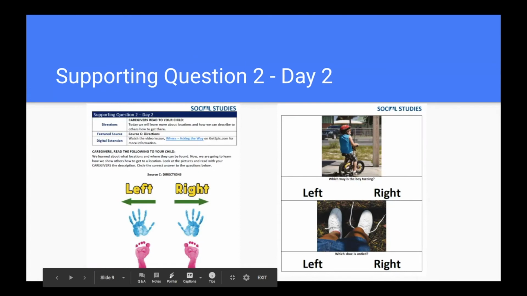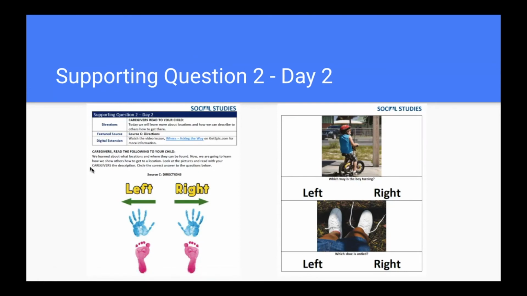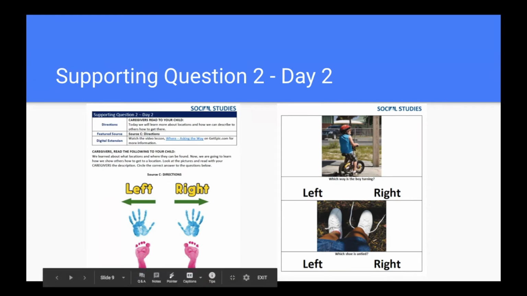On the first day, you will practice differentiating between left and right. Those are 2 words we can use when giving directions. There are images of hands and feet for you to match up to as you learn. Once you think you've got it, you'll use what you learned to answer these 2 questions here. Which way is the boy turning? And which shoe is untied? By circling either left or right.